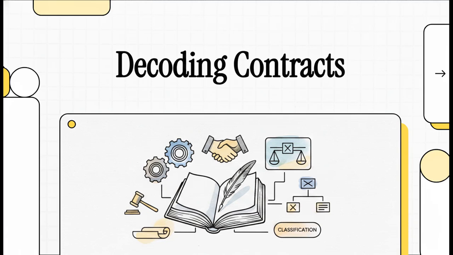Welcome to The Explainer. Today, we're going to look at everyday agreements, not as thick, intimidating legal documents, but as simple, easily understandable concepts. We're focusing entirely on decoding the classification of contracts. By the end of this, you'll see exactly how the law categorizes the promises we make to one another.